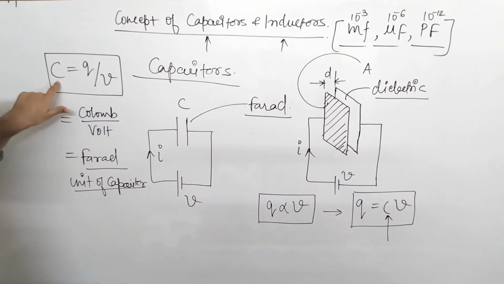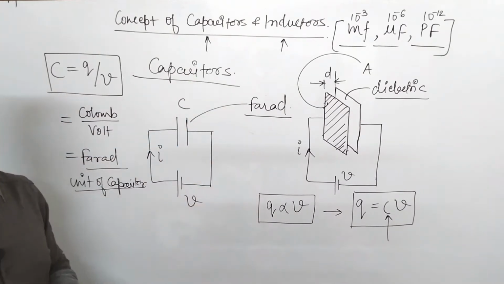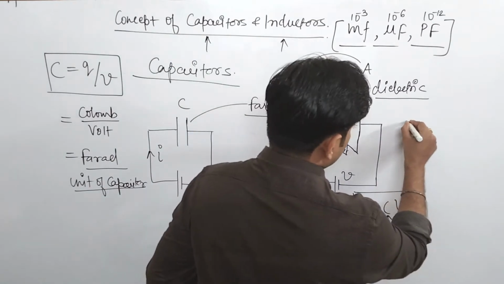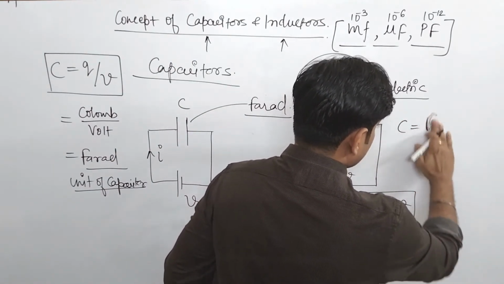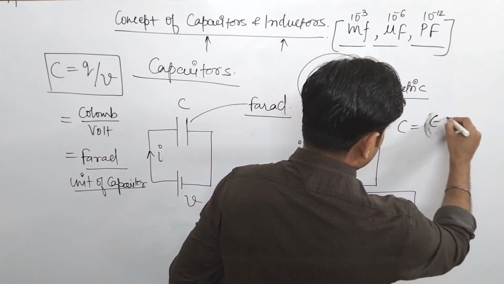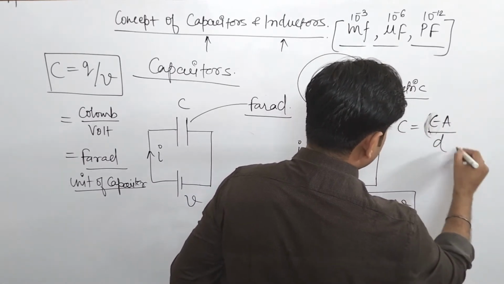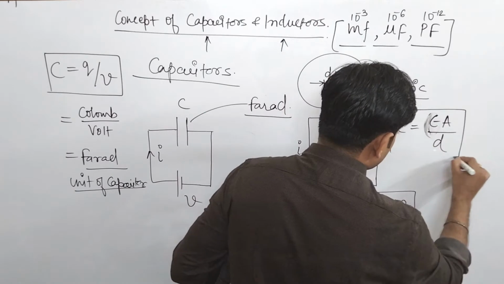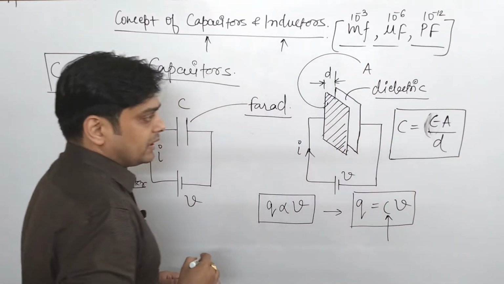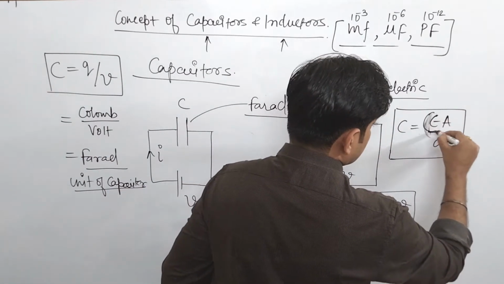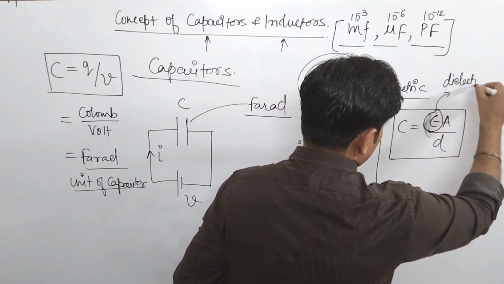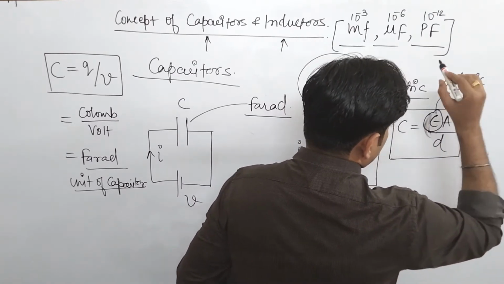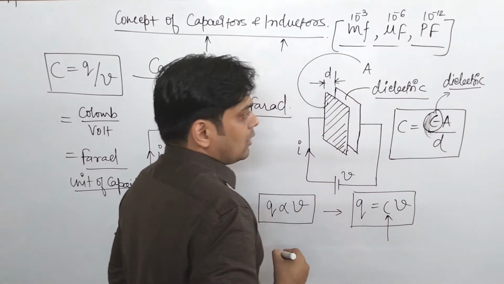Why? Because it is a constant factor and its value depends upon some other values. Basically the capacitance is given by epsilon A by D. This is the formula for capacitance, just keep in mind. This epsilon is known as the dielectric constant, or it explains the permittivity.